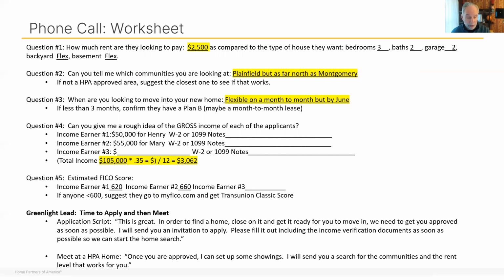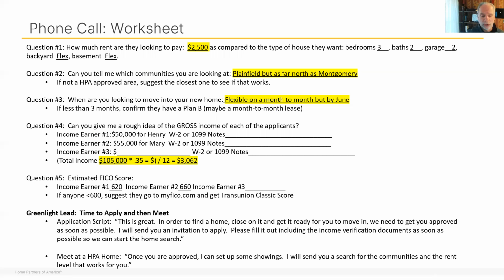So this is great. In order to find a home, close on it, and get ready for you to move in, we need to get you approved as soon as possible, particularly if you want to be in that house by June. I will send you an invitation. So I'll log in to my agent portal, go down to the invite, send Henry an invite to register and apply with Home Partners. And as I talked through with Henry and Mary about their income, I also got a pretty good feel of what kind of income verification documents they're going to need. Are they W-2? Are they 1099, right?